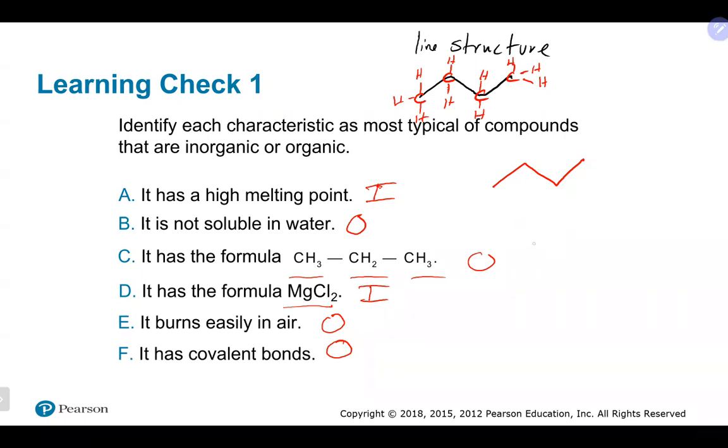If we were to draw the expanded formula for this, it would be this. And that is what this represents. It's the same thing. So line structure is used a lot in organic chemistry, and it's a minimalist structure, if you will. But it's a clean structure as well.